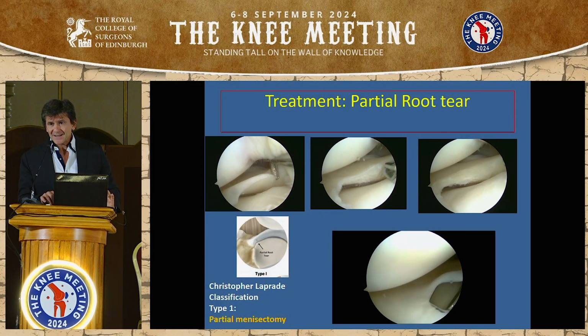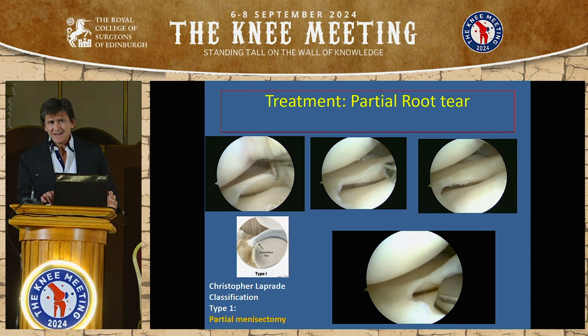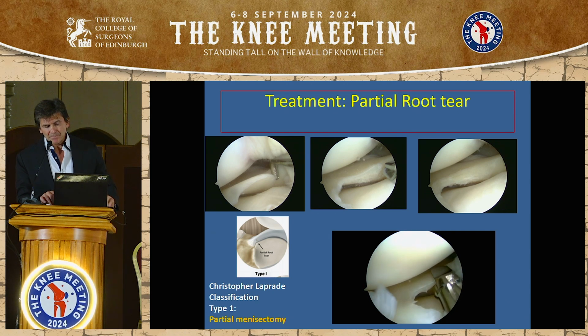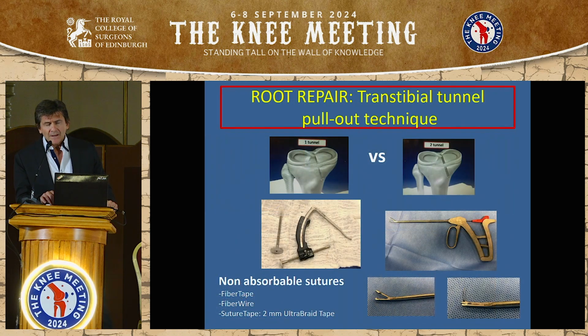This is a partial tear, grade 1, type 1 of the classification. I think this injury does not need to be repaired. We can make a partial meniscectomy in the root, but if you see, it's attached to the bone, so no need to repair. When we face type 2 until type 5 injuries in the classification, we have to think about root repair.